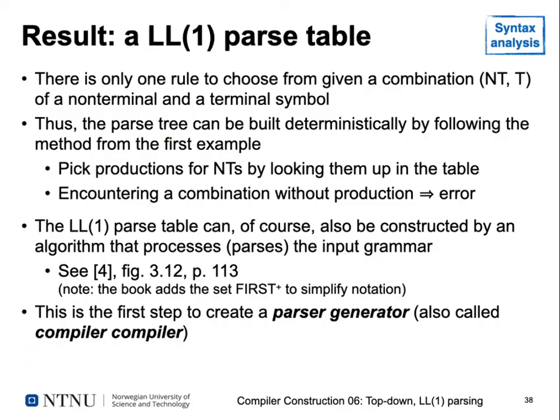So the result of our approach here is that we've produced a parse table for an LL1 parser that contains only one rule to choose when we have a given combination of a non-terminal and a terminal symbol. This means that the parse tree can be built deterministically by following the method from our first example here. First we pick productions for non-terminal symbols by looking them up in the table. And as we've just seen, if there's a combination without a production, that's an error. This LL1 parse table can, of course, also be constructed by an algorithm, and this algorithm parses the input grammar.